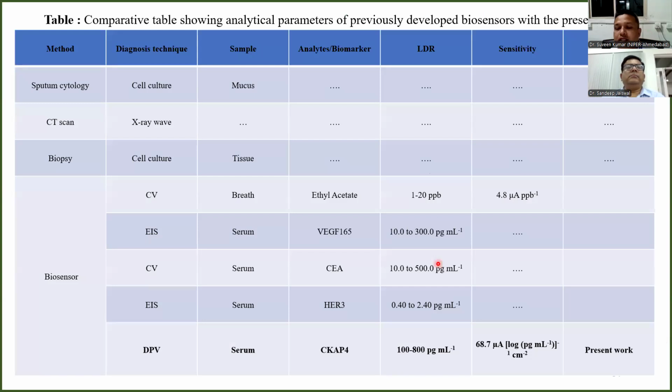This is the comparative analysis of our developed electrochemical biosensing electrode against what is generally used, such as sputum cytology, CT scan, biopsy, and biosensors developed for lung cancer using biomarkers like VEGF165, CEA, and HER3. We compared these with the present work, and we got a wider linear detection range with good sensitivity.